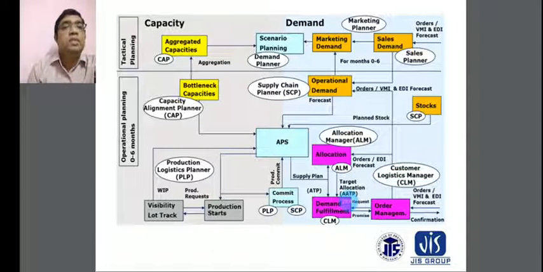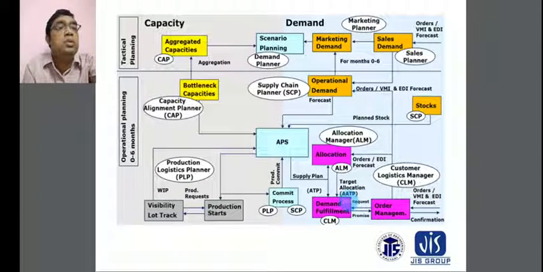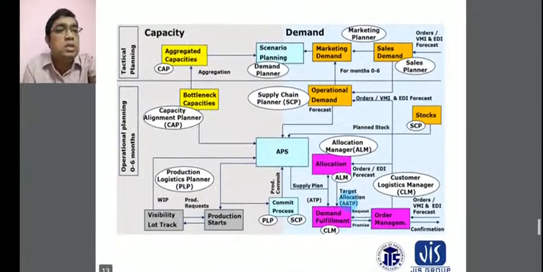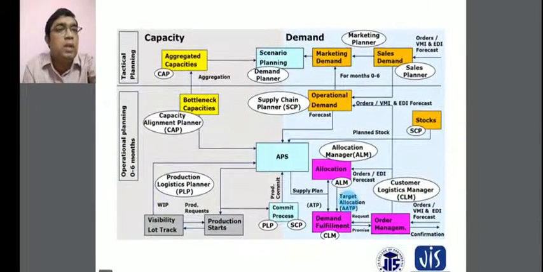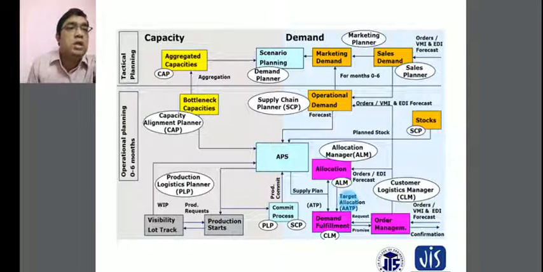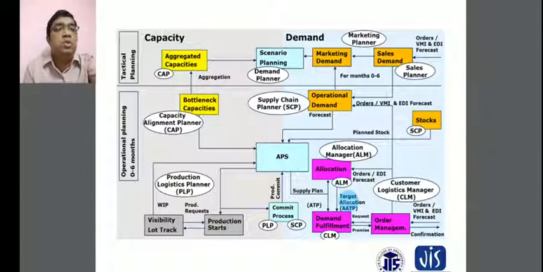These demands come from the sales planner, and the demands are taken from the orders of the product, such as the orders, the BMI, and the EDI forecast, which will be shared. Just like the sales demand, you find the sales demand for the 0 to 6 months. Also the marketing planner is here, so you count the marketing demand. And the tactical planning principles will be considered.